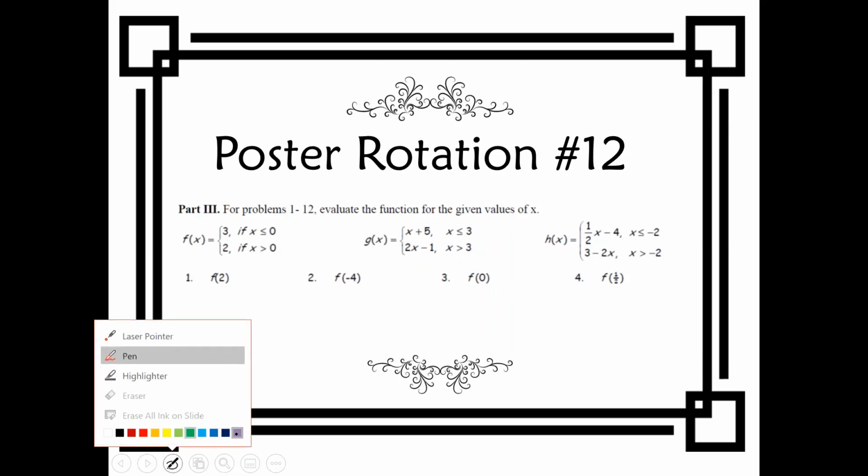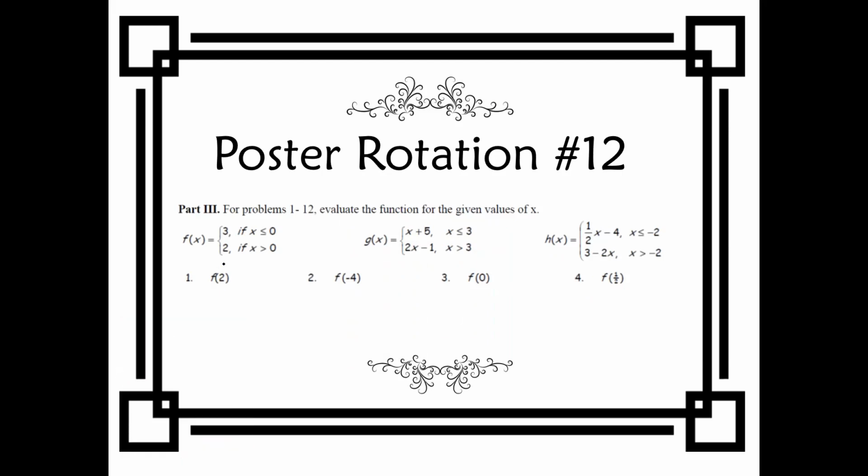Let's take a look at number 12, okay? F of 2. So if it's f of 2, you have two choices. Do you use the top or the bottom? Well, because it's at 2, you want to use the one that is going to be greater than 2. So x is greater than 0, which means x equals anything bigger than 0, 1, 2, 3, etc. So it would indeed be the bottom part. So your answer is just 2.